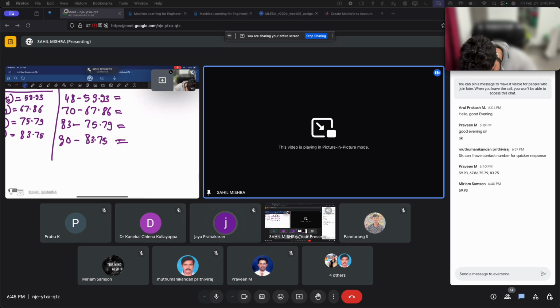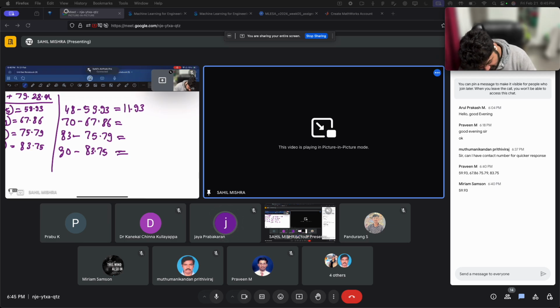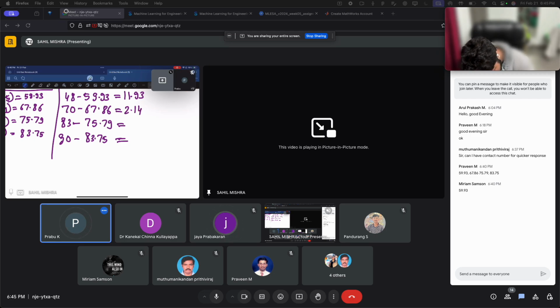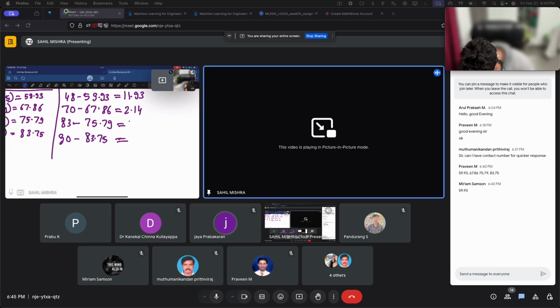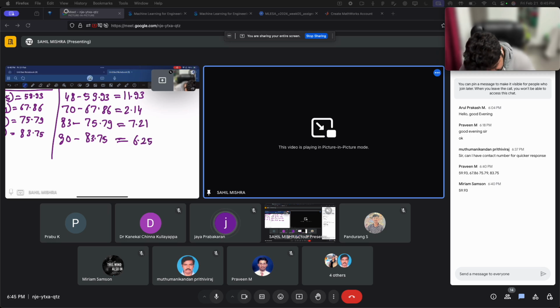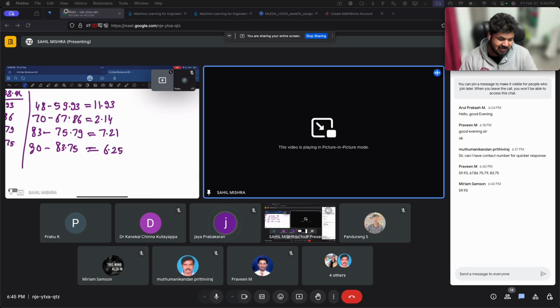48 minus 59.93 is 11.93. Correct? It's negative, I'm just writing the positive part. 70 minus 67.86 becomes 2.14. This becomes 7.21. Correct? This becomes 6.25. Right? Okay. Can anyone square these values for me?